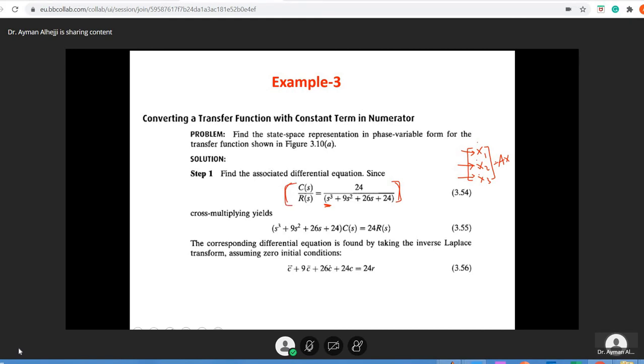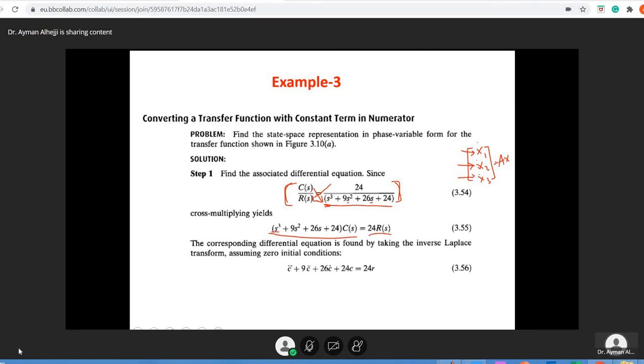So before reaching the state space, we need to convert this S domain to a differential equation. So we know the transfer function, it's about cross multiplication, right? So if you multiply C of S times this part, you will get this part equal to 24 times R of S. Now, if you get rid of the S domain, what will happen?